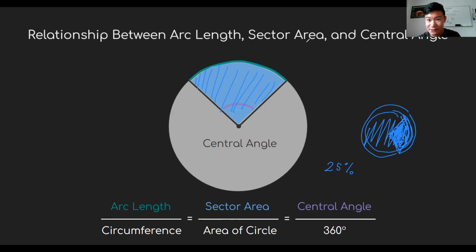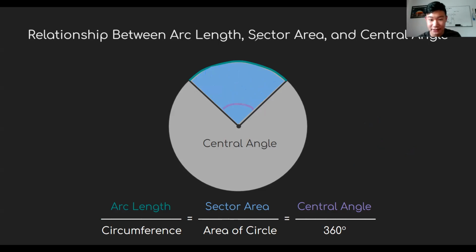That's what arc length over circumference equals sector area over the area of the circle means. And so going back to this main circle here, since we know that the sector area is the same percentage of the entire circle as the arc length is to the entire circumference, and then we also have this central angle here, we know that the central angle should also be the same percent of the entire circle, which is 360 degrees. Does that make sense?